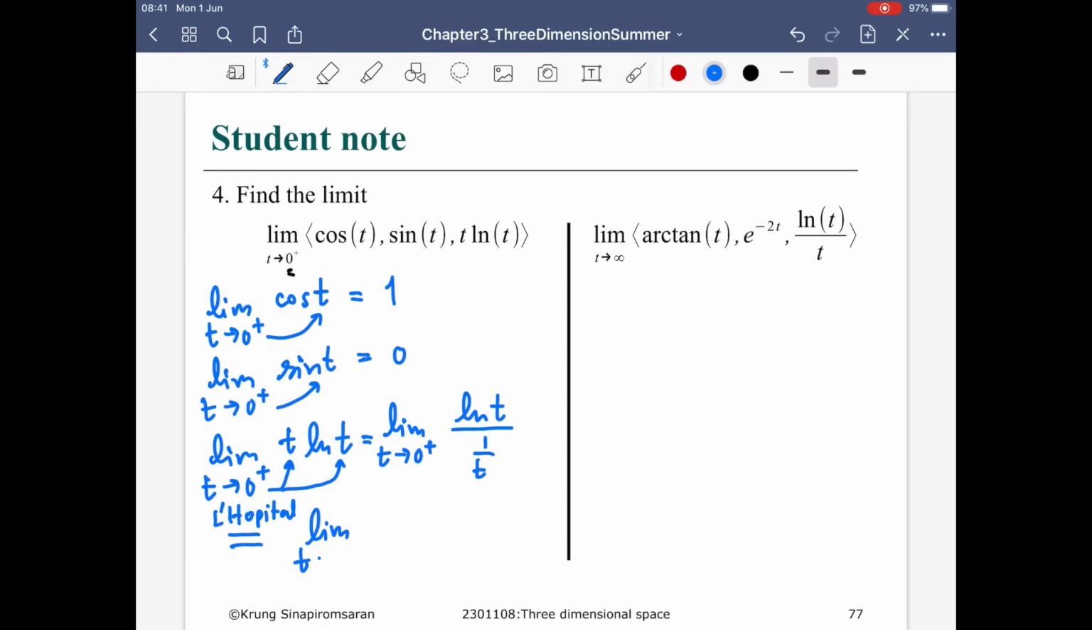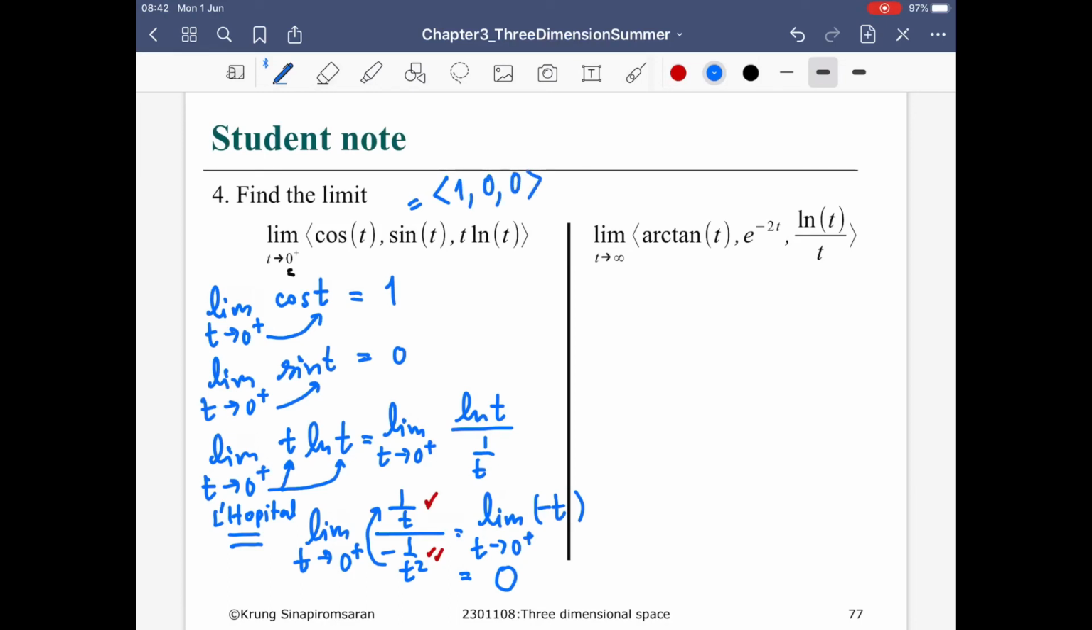So you got the limit as your t goes to 0 of 1 over t over negative 1 over t squared. You find the derivative of the top separate from the derivative of the bottom. So you calculate again, and it ends up with negative t. You do the reciprocal, so you got negative t, and your t goes to 0, so it is a 0 again. So this means that this limit equals 1, 0, 0.